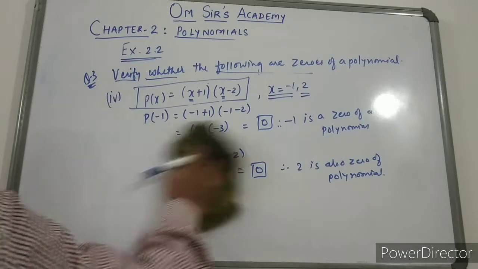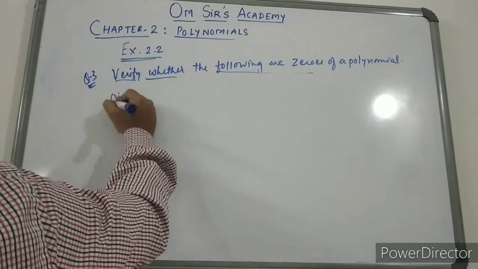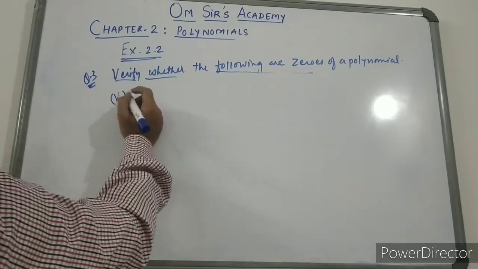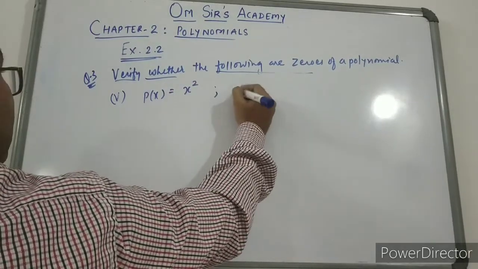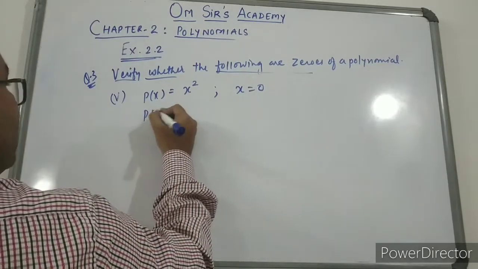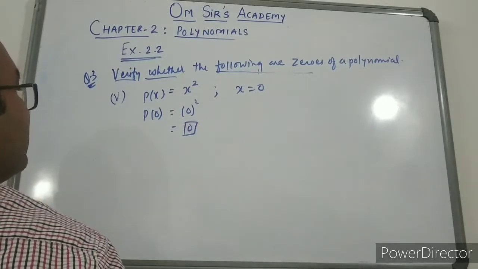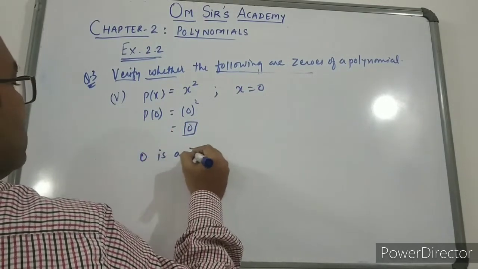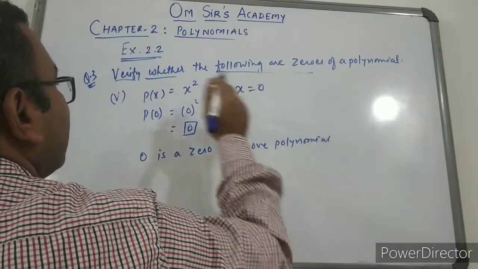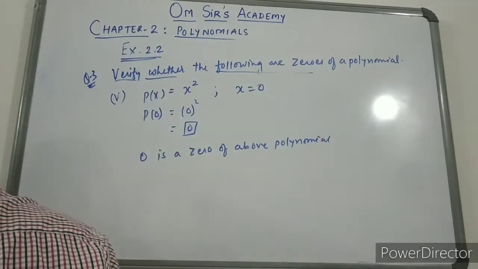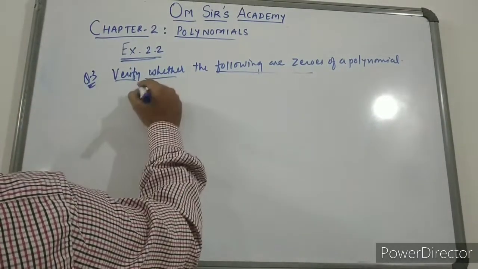Now moving to the fifth one. Fifth one is p of x equals to x square at x equals to 0. So it is very simple. If we substitute here, it will be 0 square. What is the answer of 0 square? Answer will be 0. So yes, 0 is a 0 of the above polynomial. It was very easy. Instead of x, we kept a value of 0, and then also we got answer 0 of the polynomial.